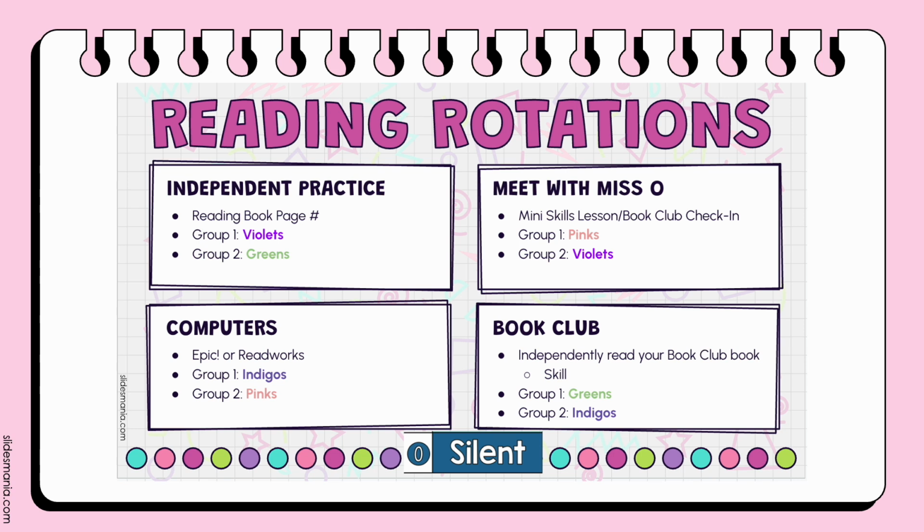For my particular schedule, it's not always possible to do reading rotations every single day, but it is vital that they happen at least 3 times a week. This way, I can still see each small group 1 to 2 times a week.